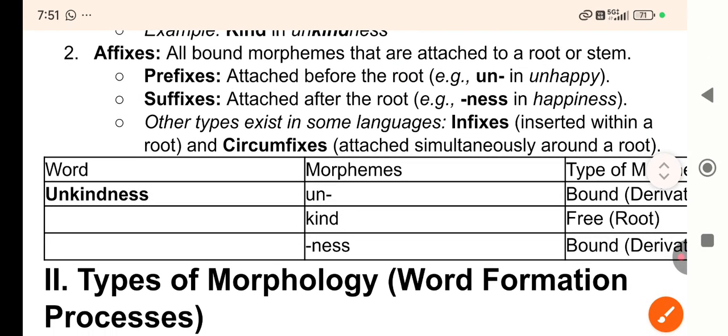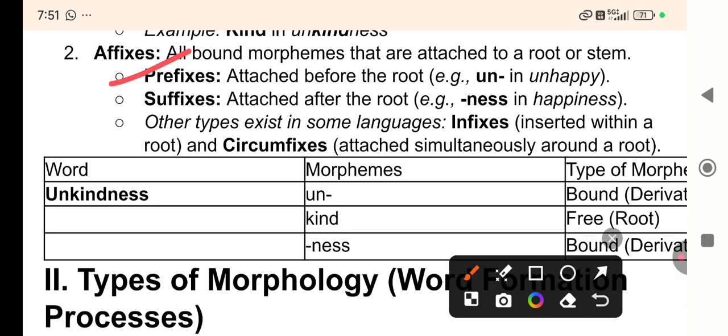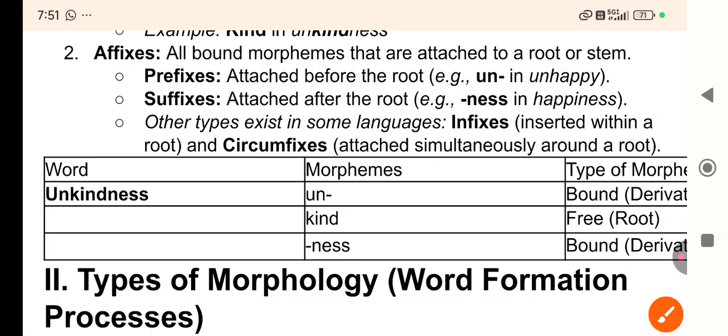Now the next part is affixes, or bound morphemes. So there are three affixes, right? That's prefix, suffix, and infix. All bound morphemes have to attach to a root or stem. A bound morpheme cannot stand alone. They have to attach with a root or base, and then only they can stand. They can be attached with the root in the beginning, after the root, or in the middle.